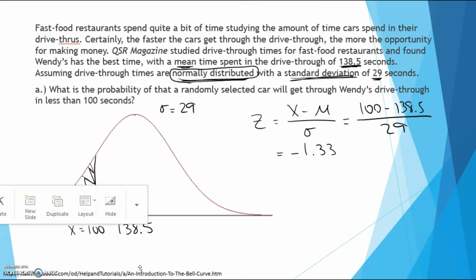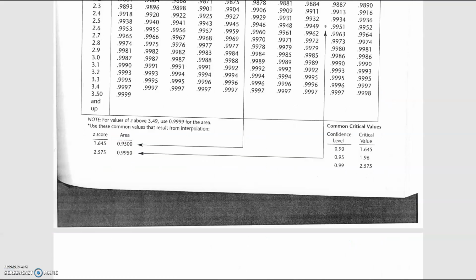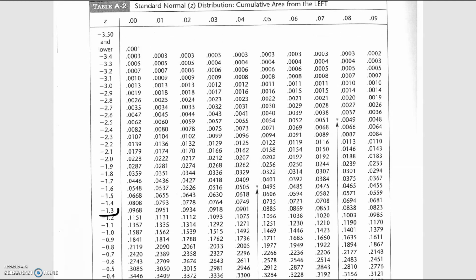Okay, so I need to find negative 1.33. So we'll go back here, negative side, negative 1.3 right there, and then I need another 3 right here. So where those overlap is right there, 0.0918.